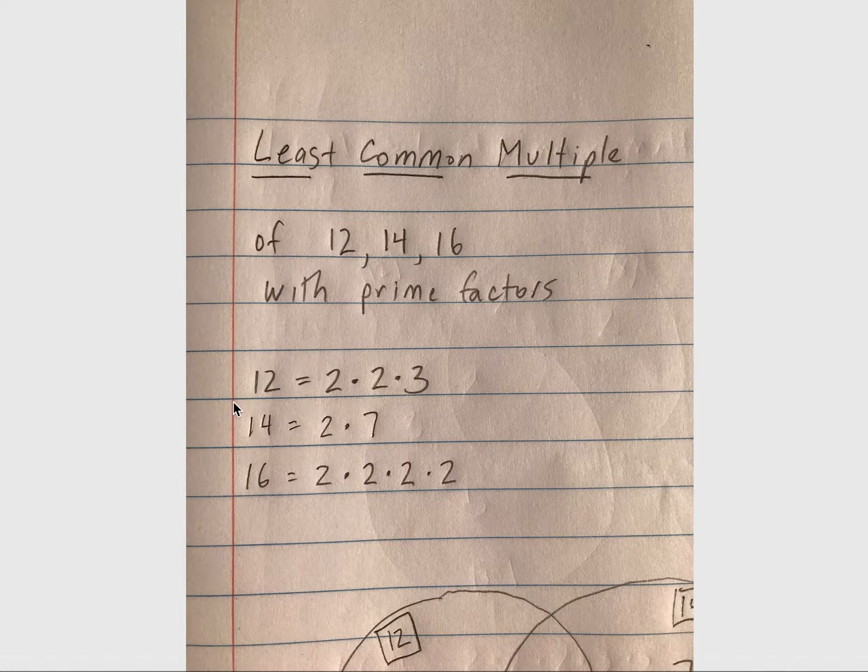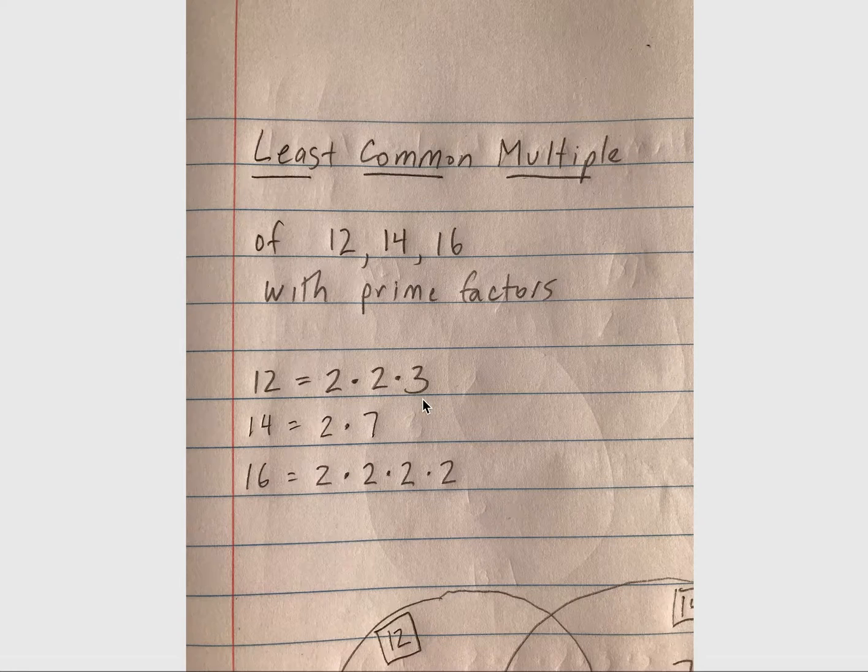So here you see the factors of 12. The prime factorization is 2 times 2 times 3, 4 times 3. The prime factorization of 14 is 2 times 7. The prime factorization of 16 is 2 times 2 times 2 times 2. I want you to think about the prime factorization as the recipe for this number.